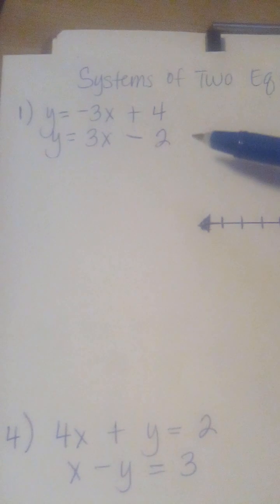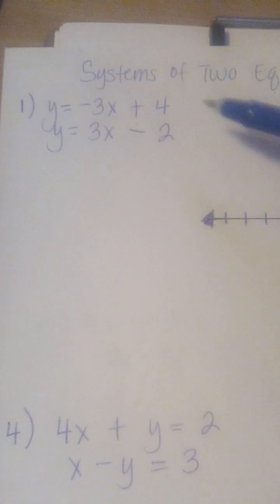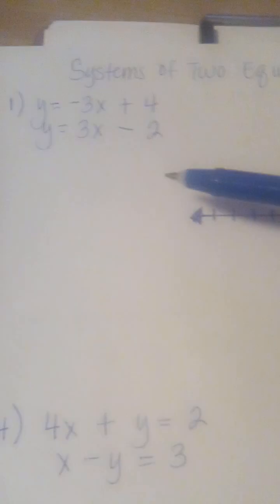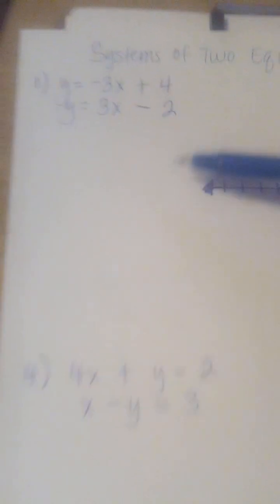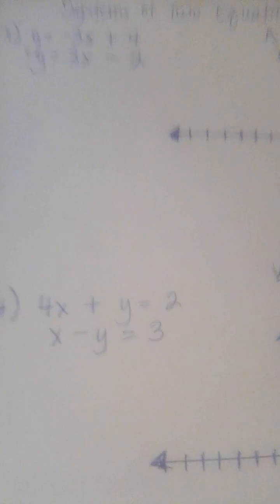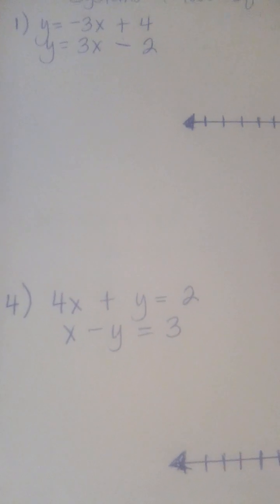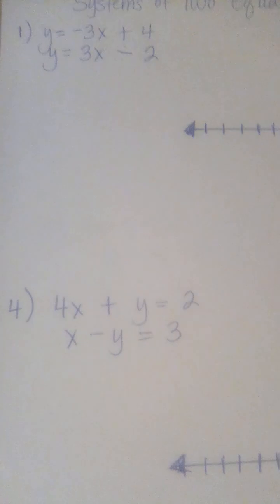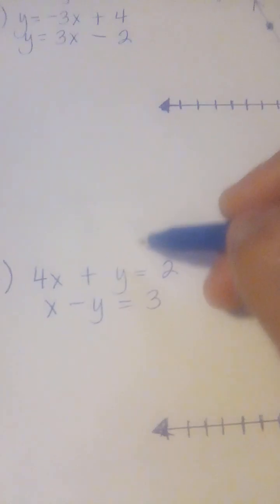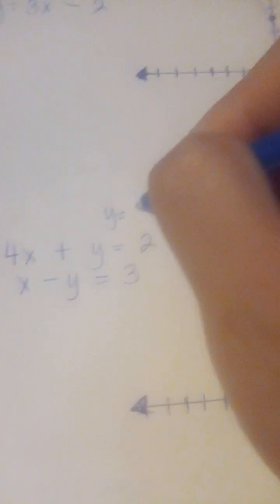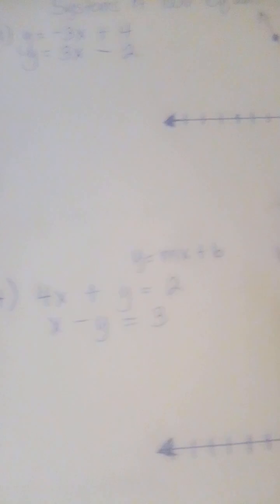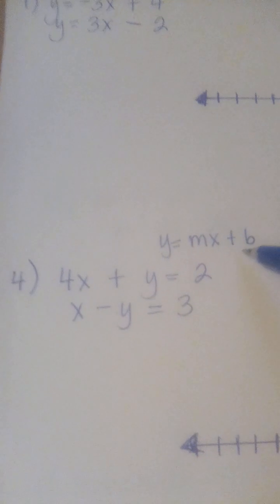These were set up so that you don't have to work into the slope-intercept form. But the second problem, we do need to work just a little bit more on that. So we have 4x plus y equals 2 and x minus y equals 3. We had to put these into the slope-intercept form, which is y equals mx plus b format, right?